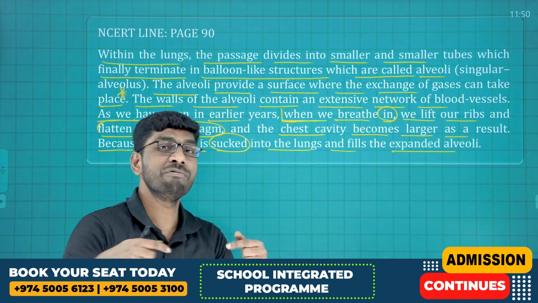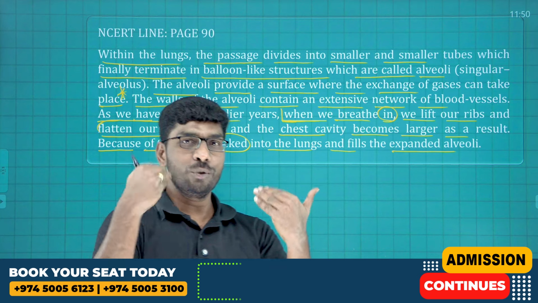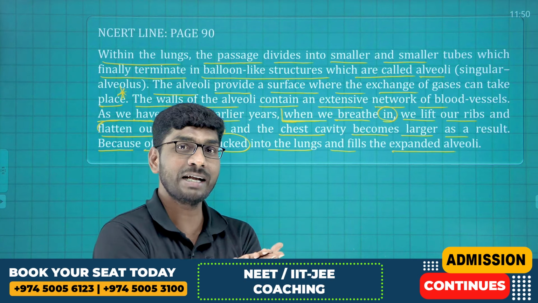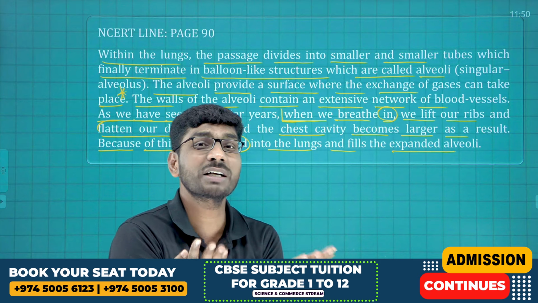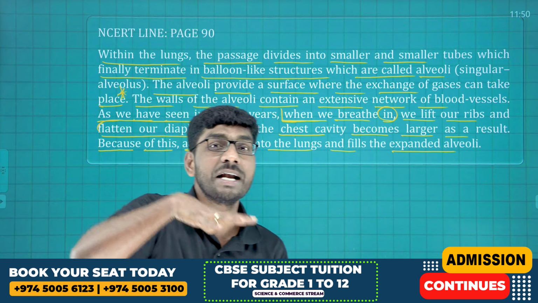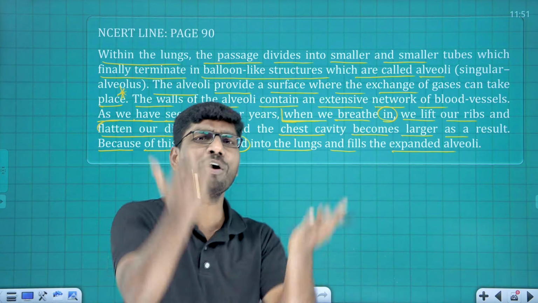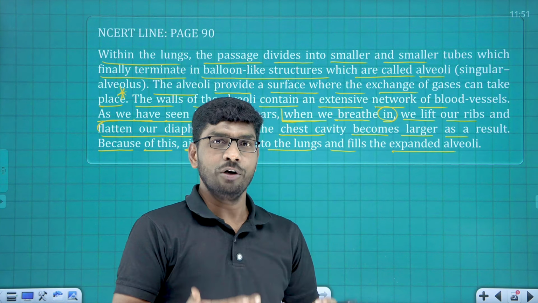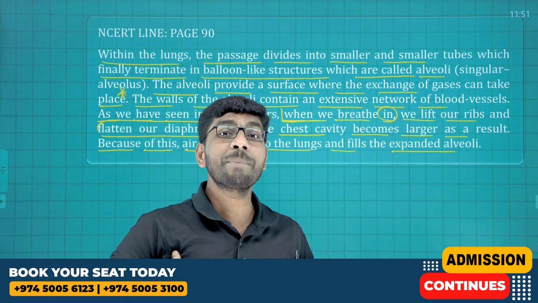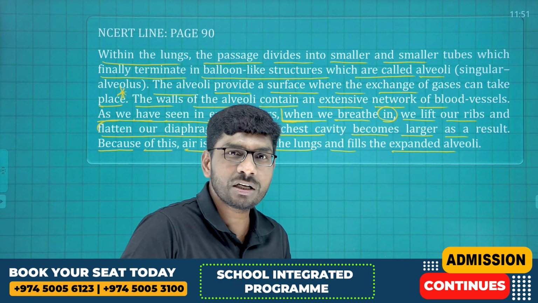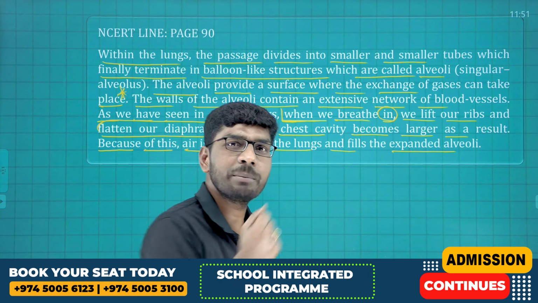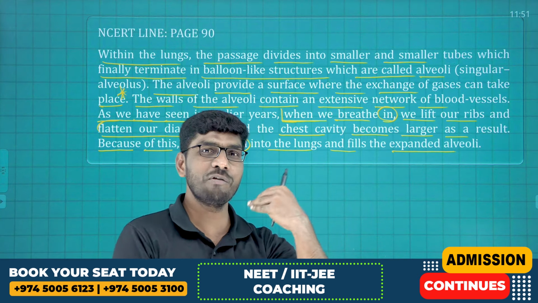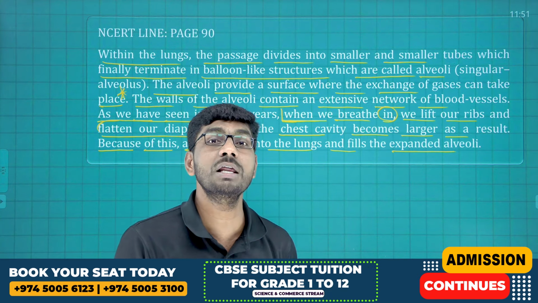I told you, when you inhale, the ribs lift up and the diaphragm flattens. What kind of pressure is generated inside the lung? Negative pressure. We know when volume increases, pressure decreases. Look here, when I am breathing, volume increases inside my lung and pressure decreases. Negative pressure is generated. Where is the pressure more? The environment, air pressure is more. So air moves from higher pressure to lower pressure. So suction is generated. It is called inhalation.